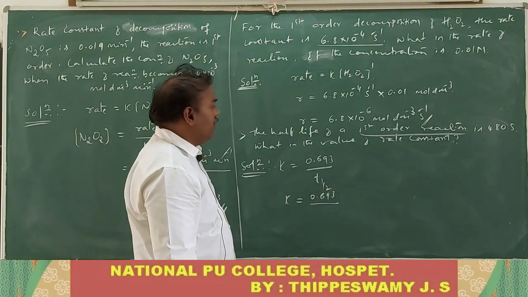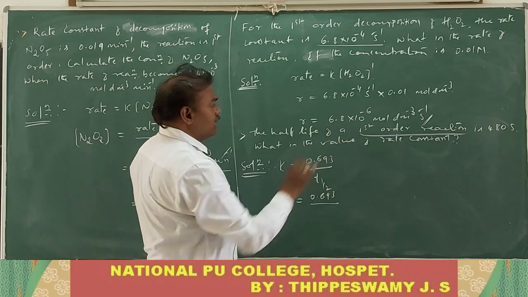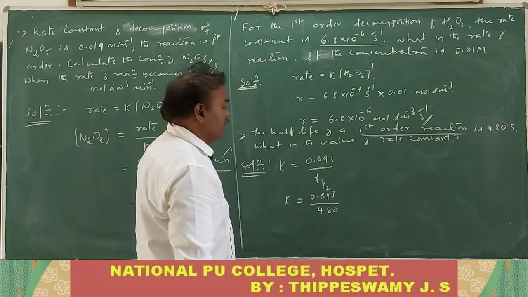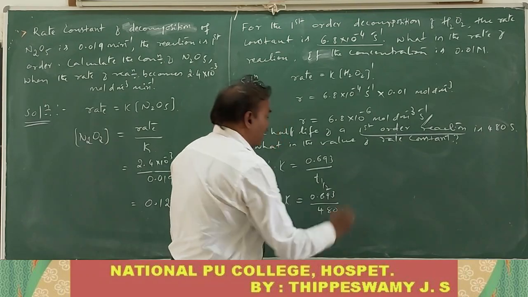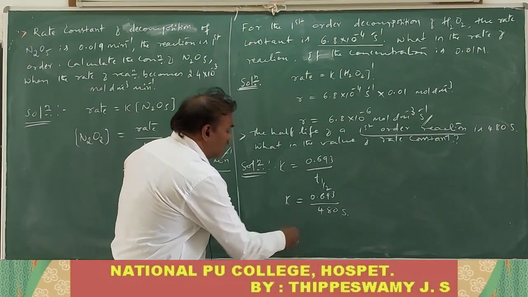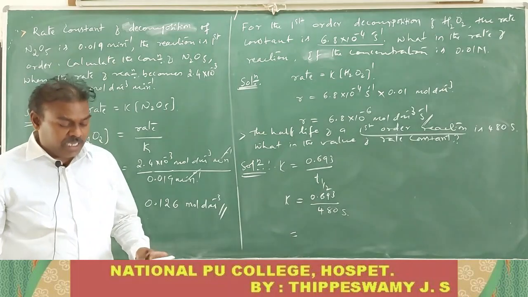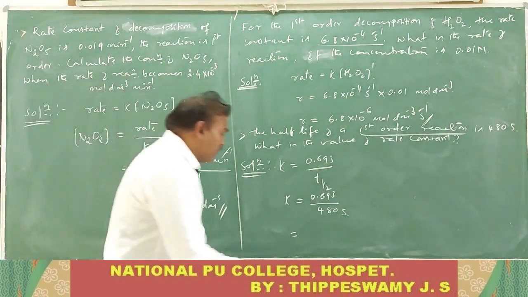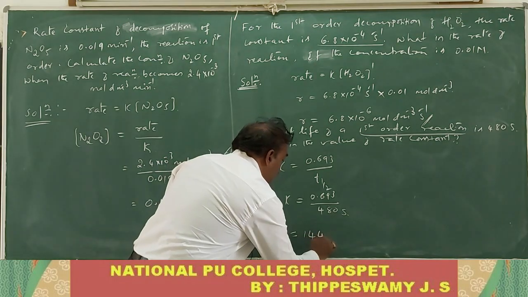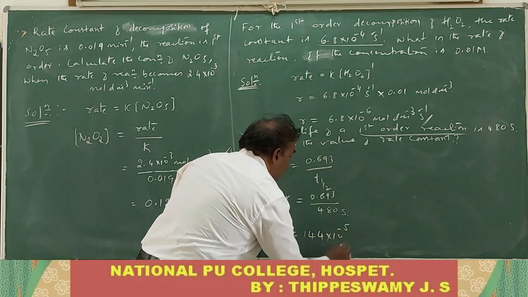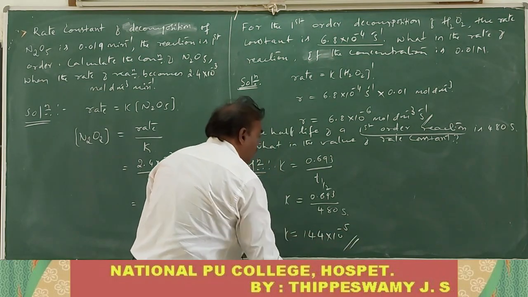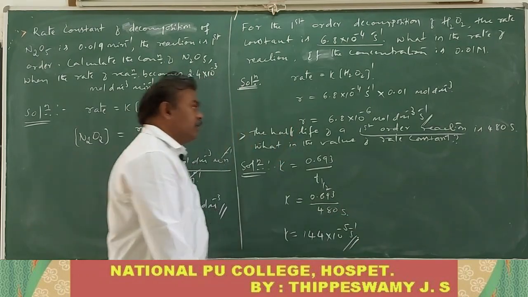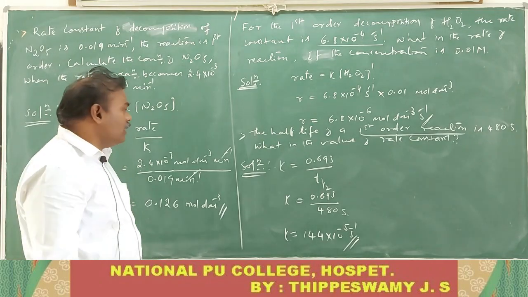What is the value of T half? The half-life of the first order reaction is given. How much is it? That is 480 seconds. Now can you tell me what the final answer is? What is the value of K? K is equal to 144 × 10^-5. 144 × 10^-5 is the answer we are getting. So this is the rate constant value. Like this you have to solve different numericals.